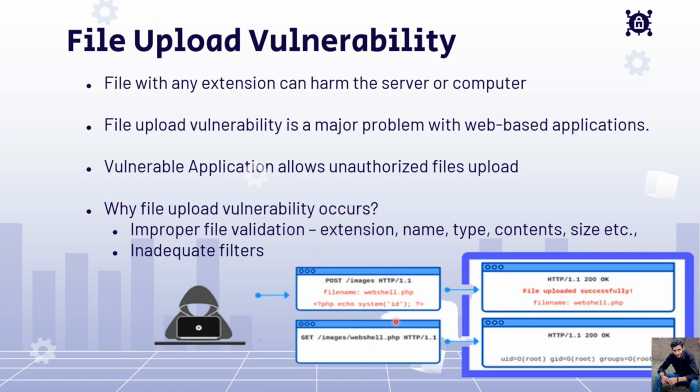Let's look at the diagram here. Webshell.php consists of a system function. The hacker tries to upload it and it gets uploaded. The server returns status code 200. It means that the file was uploaded successfully. When the hacker tries to access the webshell.php file, the server executes it and returns results to the hacker.